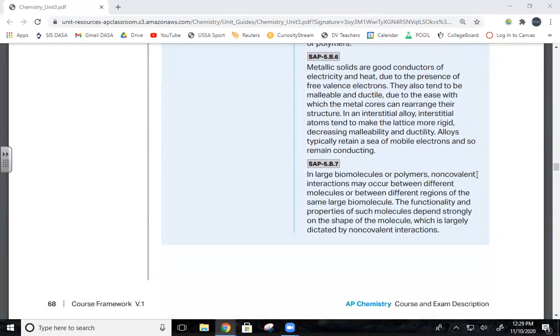Oh, last two. Oh, geez. Metallic solids are very good conductors of electricity and heat due to the presence of free valence electrons. They also tend to be malleable and ductile due to the ease with which metal cores can rearrange their structure. In an interstitial alloy, remember what interstitial means, Jane? You remember what interstitial alloys are?